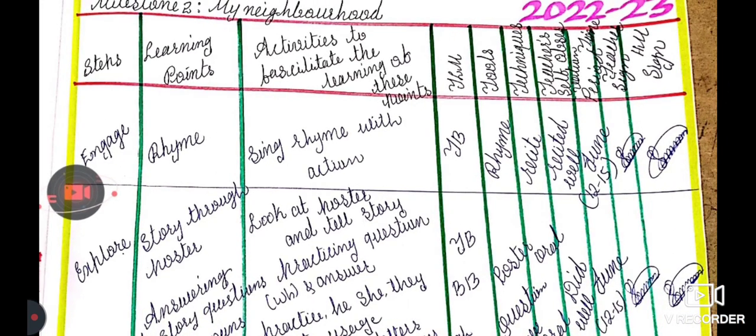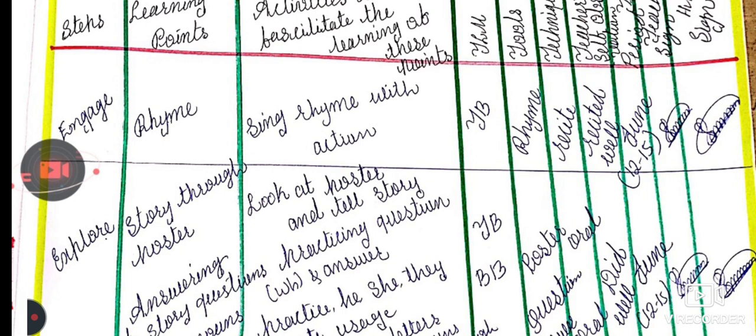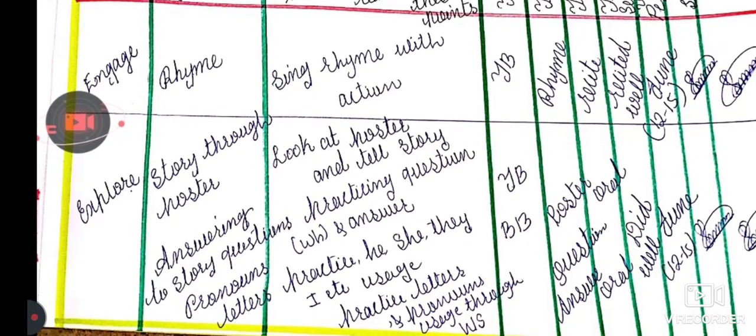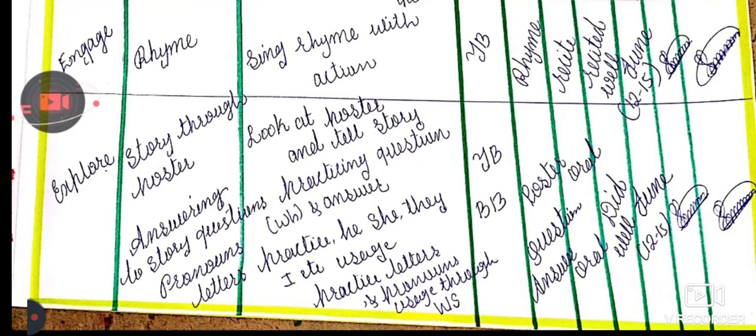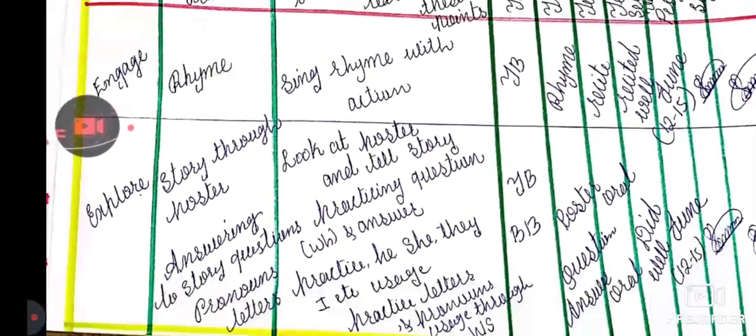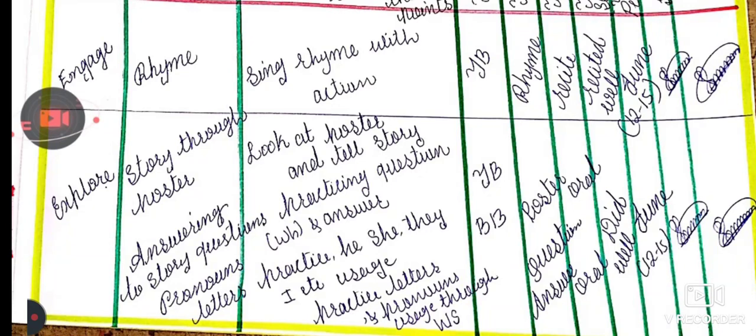Next step is explore. Total learning outcome, what we have to achieve, all we cover in explore. And in explain, what students feel difficult, that we solve in explain step. In explore, learning outcomes are story through poster, that is children will tell the story looking at the poster. Then answering story questions. Next pronouns and letters. These are the learning outcomes.